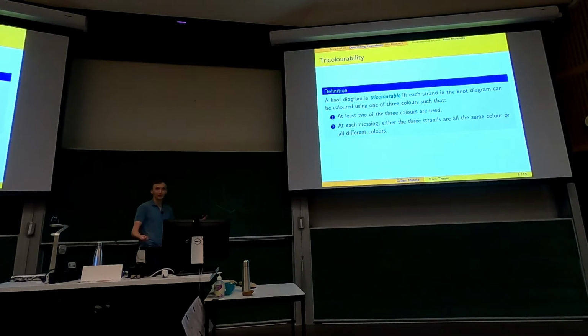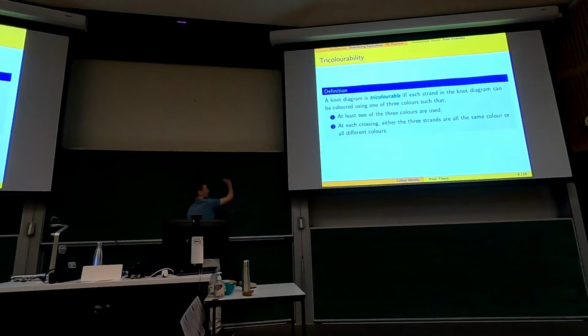So we might ask, is the trefoil knot tricolorable? Well, it turns out, yes. Let's try, right? I can color this strand green. And then I can color this. I have to use at least 2 colors. So let's try coloring this strand blue.